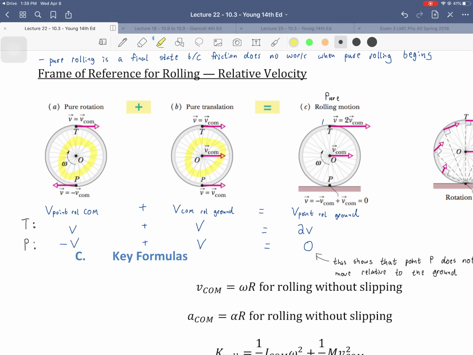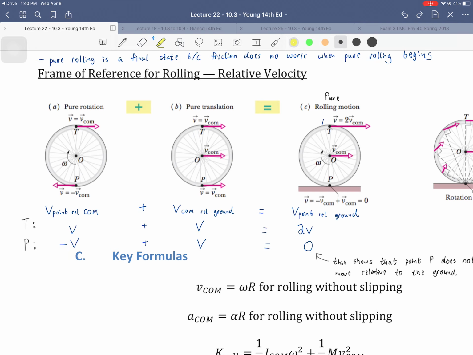Obviously, I could do this for one last point. I won't write it out at least. But if I was to think about point 0, well, the velocity of point 0 relative to the center of mass is 0. The velocity of point 0 relative to the ground is just V. And so then we get that the velocity of the center of mass relative to the ground, well, it's just itself. It's V. Okay? So it'd be 3 points, the top, the center, and the bottom.